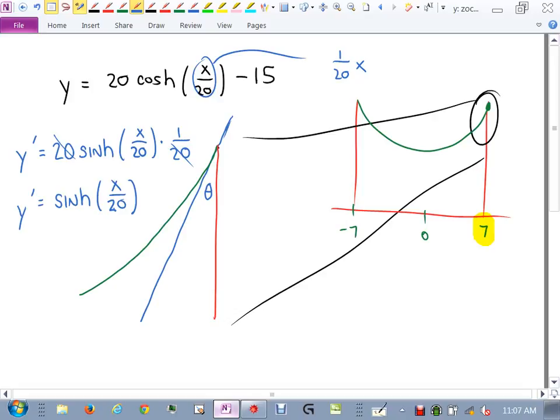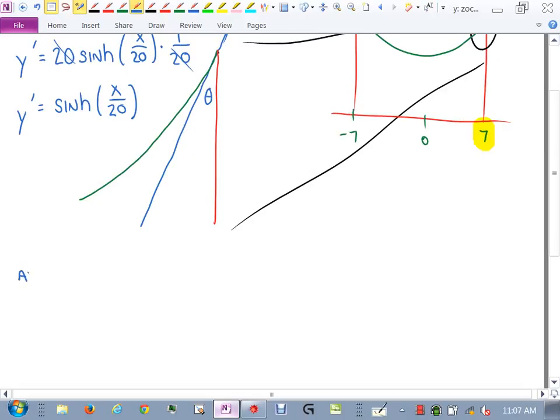All right. So let's go figure out the slope of the tangent line there. So at x equals 20, or 7, the derivative will be sine hyperbolic 7 over 20. You all have heard me say sine hyperbolic and hyperbolic sine. You all understand that I'm using those the same, right? I usually say sine hyperbolic because when I write it, I write sine first, then hyperbolic. But technically, I think in the book, they always put hyperbolic sine.